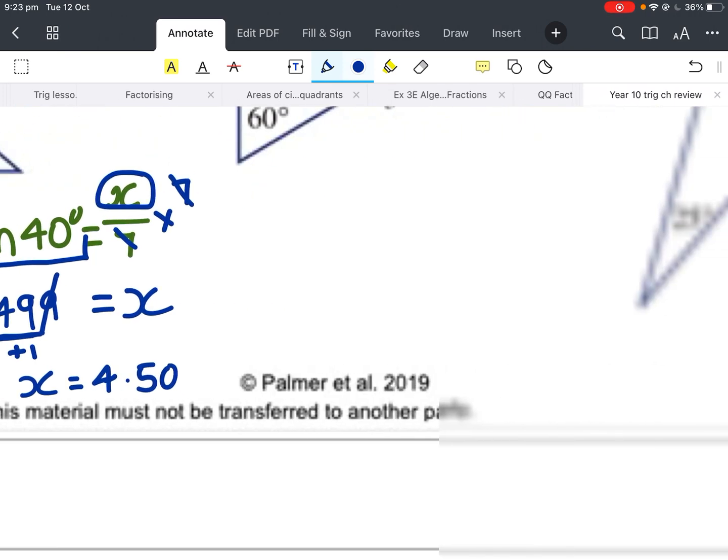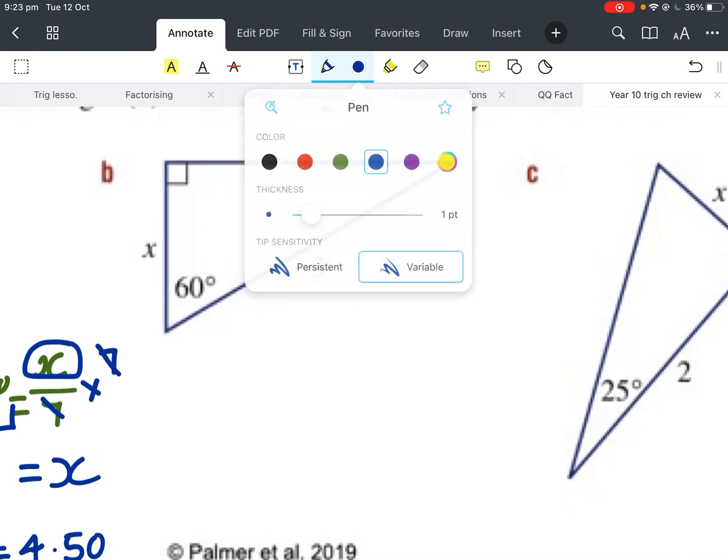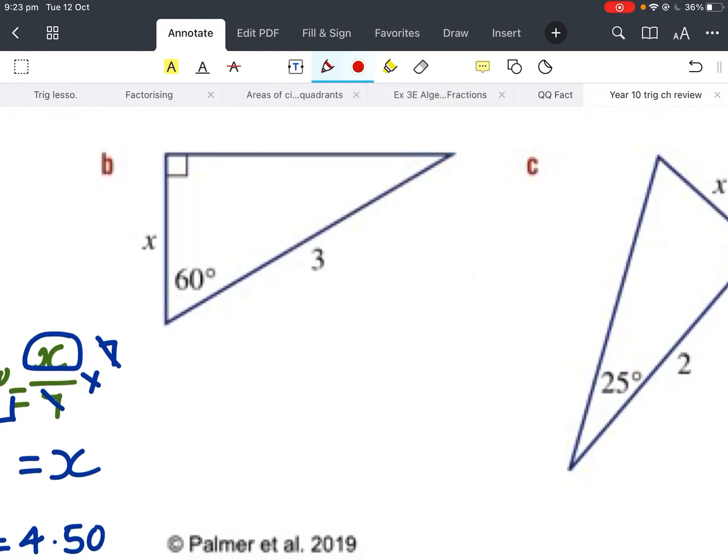Okay, let's try the next one. Try a different colour. All right. I've got the X, I've got the 3, I've got the 60. Let's put all our letters in. Label first. Across from the right angle is an H. Next to the 60 degrees is the A. Across from the 60 degrees is the O. Okay, so nothing is on the O side. So that means I'm using the A and the H only.